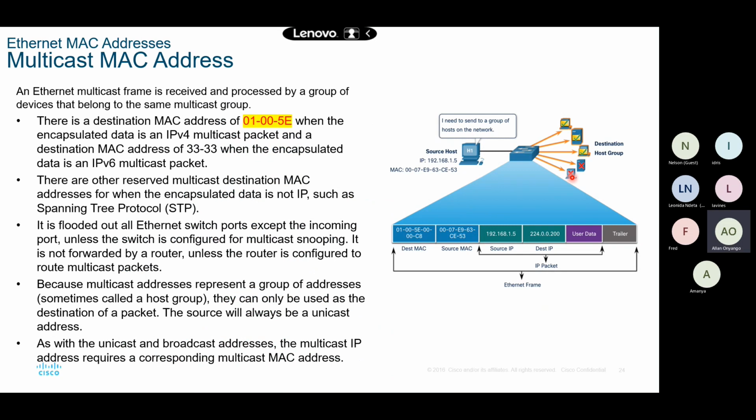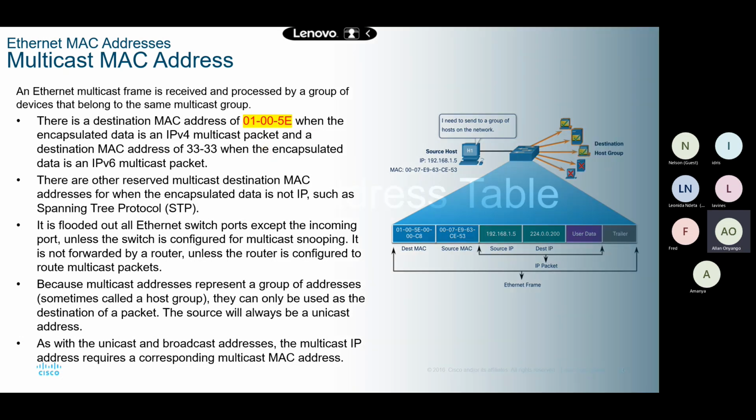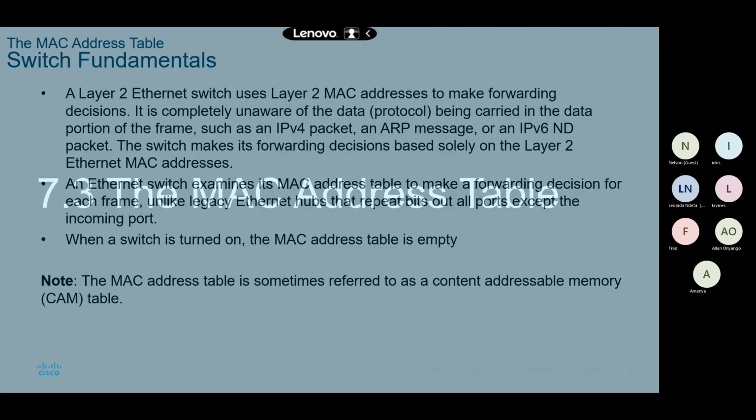How do you identify a multicast address? When you see numbers that start with 01005E, that is how you identify it. When 01005E is part of the MAC address, you know this is a multicast MAC address.